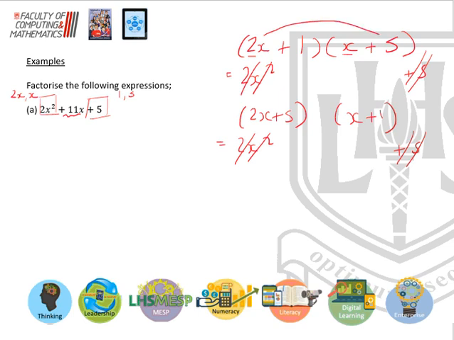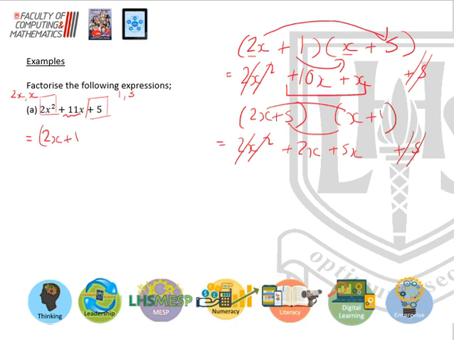Okay, so 2x multiplied by 5 will give you 10x. 1 times x gives you 1x. Together, those give us 11x. Notice the other way, 2x times 1 gives me 2x. 5 times x gives me 5x, which will give me 7x, which is wrong. So my factorisation for this part here is 2x plus 1, x plus 5. Okay, that's your factorisation.